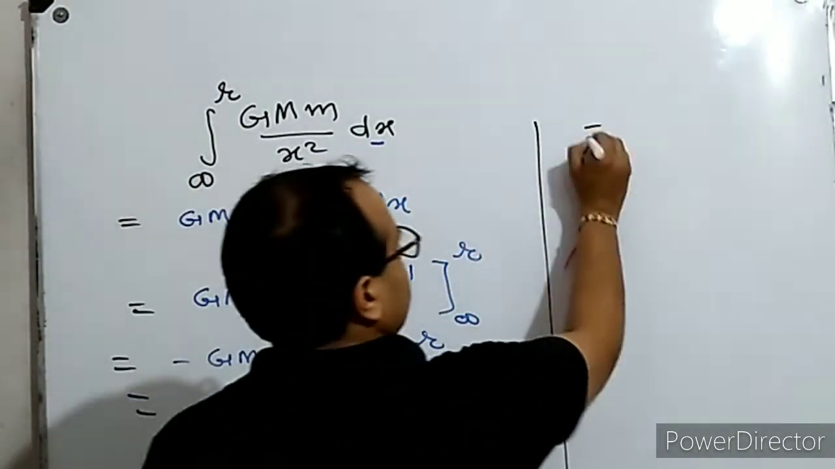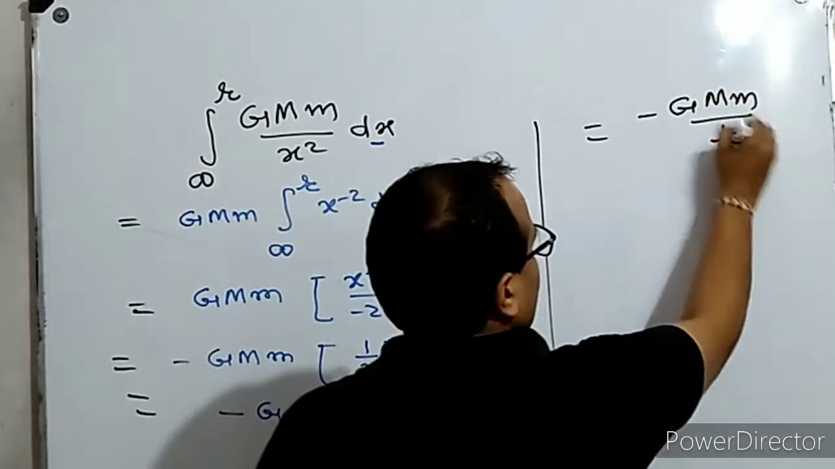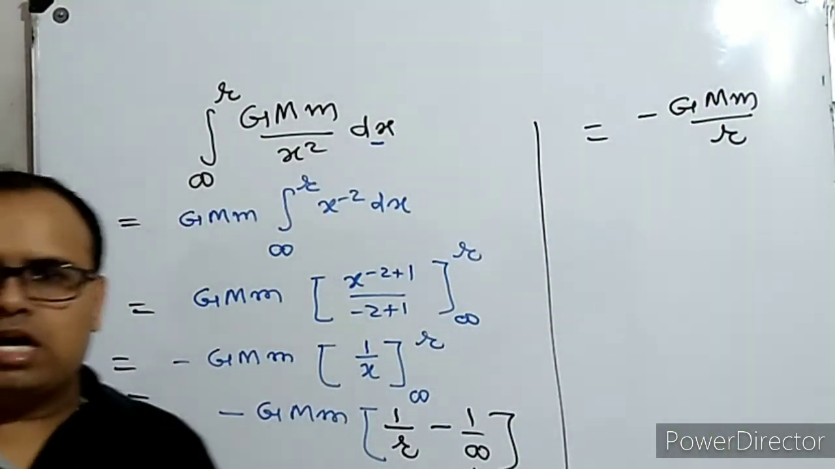minus GMm upon r. Okay, this is what the integration is. I hope it is clear to you.